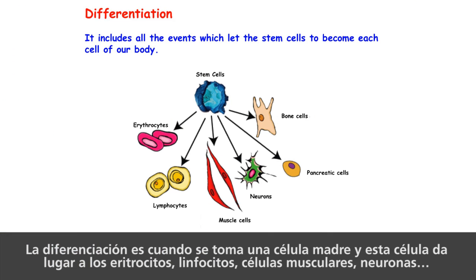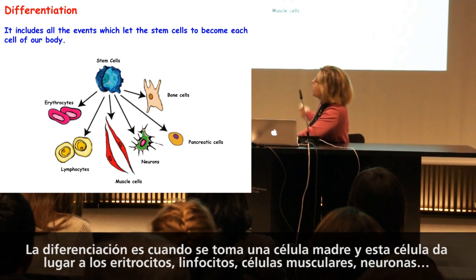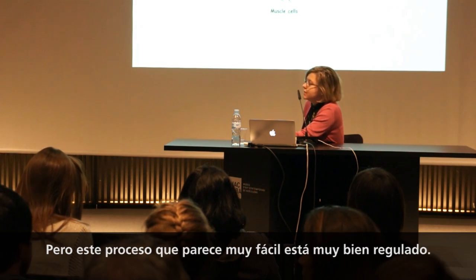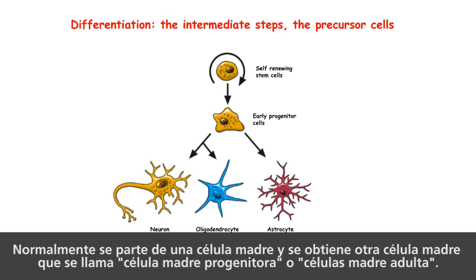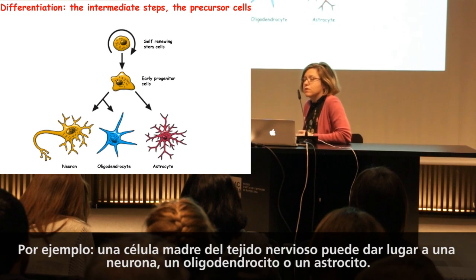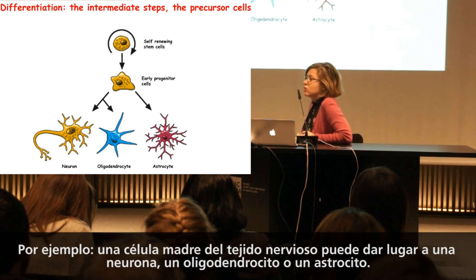Differentiation is when you take a stem cell, and this stem cell can give rise to erythrocyte, lymphocyte, muscle cell, or neurons, any cells. But this process that seems very easy is very tightly regulated. Normally what you have is that from a stem cell you have another stem cell that is called a progenitor cell or adult stem cell. So for example, an adult stem cell of the nervous tissue can give rise to neuron, oligodendrocyte, or astrocytes.